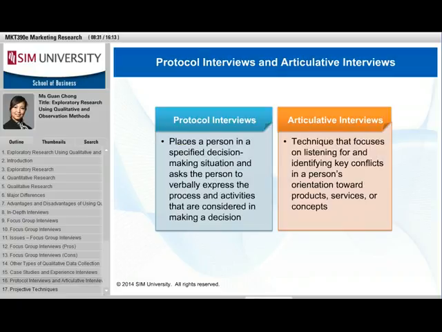Protocol interviewing places a person in a specific decision-making situation and asks the person to verbally express the process and activities they consider in making a decision. Articulative interviews are qualitative group interviews that focus on listening for and identifying key conflicts in a person's orientation and values towards products and services.